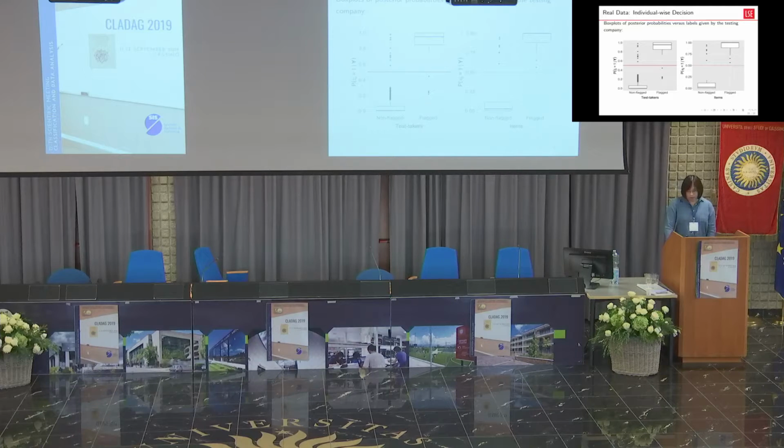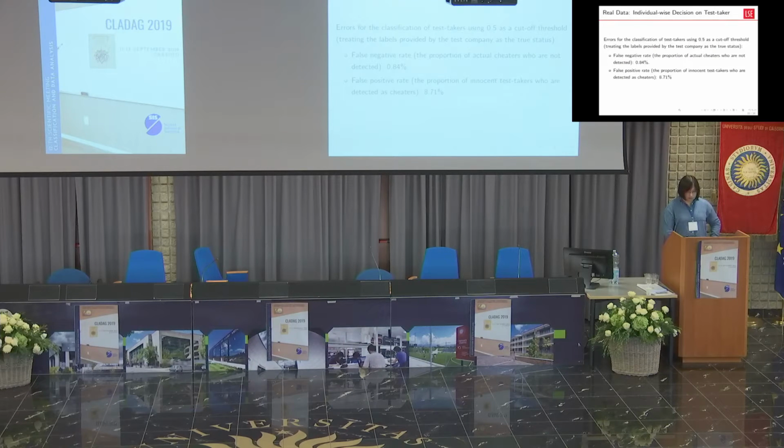And the right panel shows the posterior probabilities for the items. We only have 170 items, so this outlier is not very many. Also, the false negative rate for the individual-based decision-making for items is below 1%, and the false positive rate is 7%.